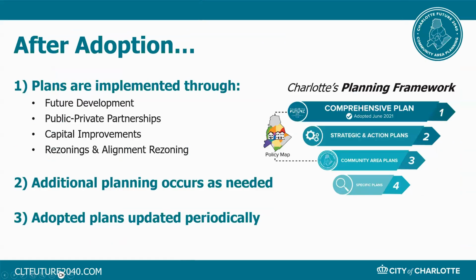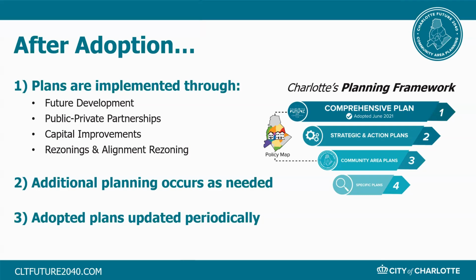Now, you may be wondering, after adoption, how are community area plans implemented? Well, in general, plans are implemented multiple ways. The private and public sectors both have an important role to play. When I refer to the private sector, I'm talking about private property owners, developers, nonprofit organizations. And when I'm referring to the public sector, I'm talking about government agencies. Plans may be implemented through private development, private and public partnerships, capital improvements, and rezonings.